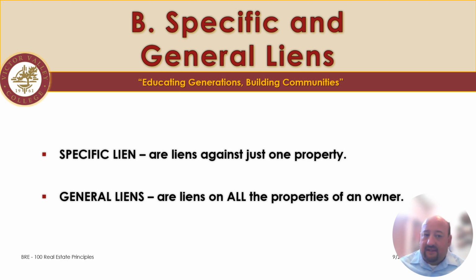Specific liens, and I hit on that a few minutes ago. Liens against one property, general, or all properties of owner. So again, a specific lien is a lien put on a specific property, like a mortgage, or a mechanics lien for work done on one property. General liens are applied to the person. An example would be income tax liens or state tax liens that are applied to the person and not necessarily one specific property.